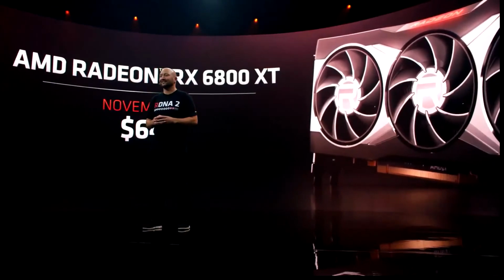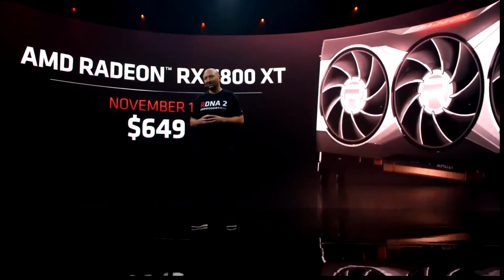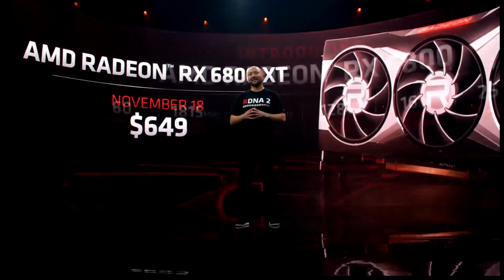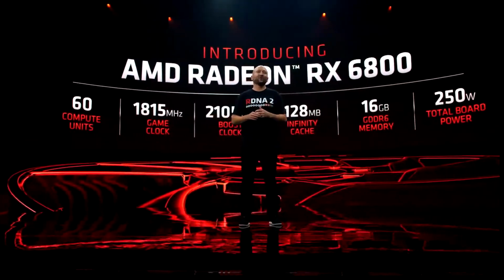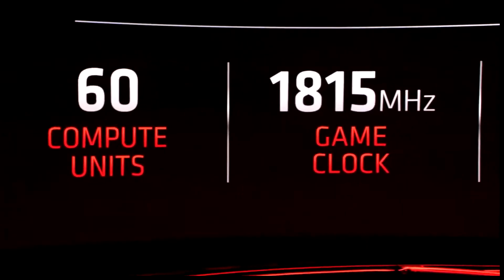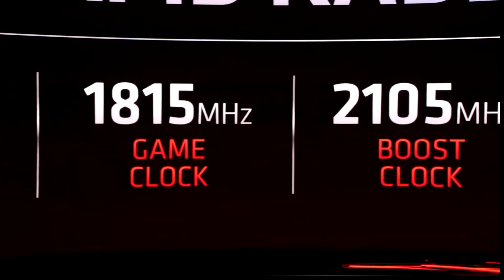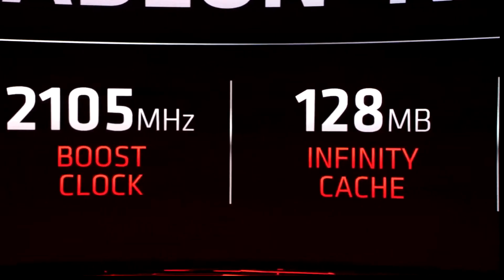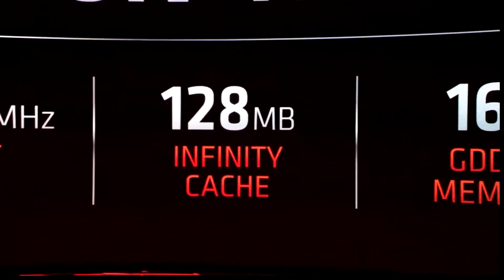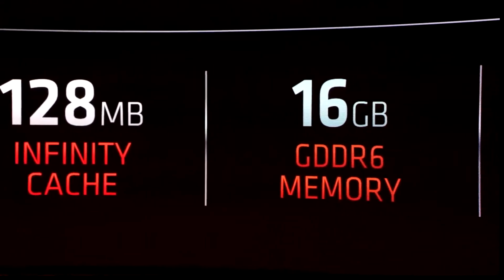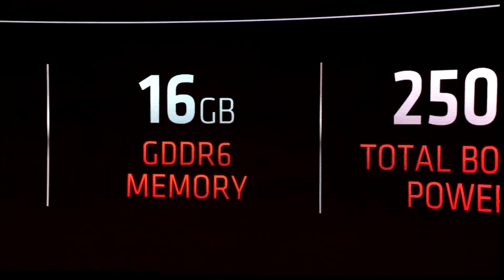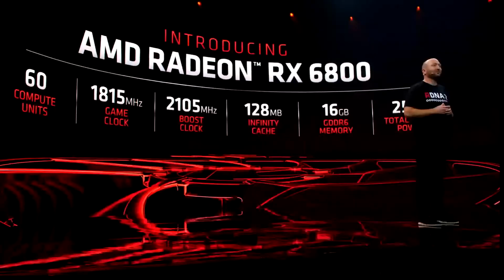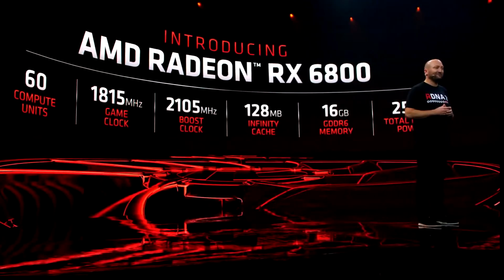I'm happy to announce that the Radeon RX 6800 XT will be available on November 18th, starting at $649. But we are not done yet. Today, we are also announcing the Radeon RX 6800 with 60 compute units, a 1.815 gigahertz game clock with a boost clock of over 2.1 gigahertz. It will feature the same 128 megabytes of Infinity Cache and be available with 16 gigabytes of GDDR6 memory with a board power of just 250 watts.